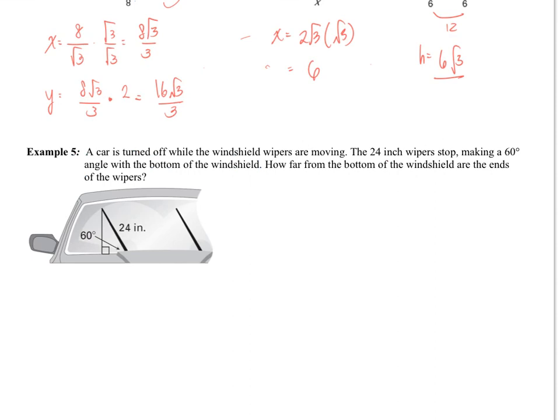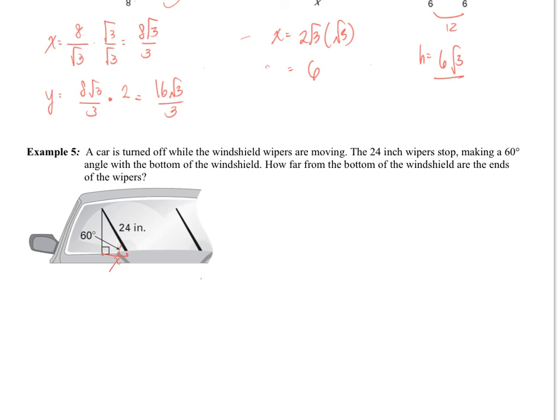Example 5. A car is turned off while the windshield wipers are moving. The 24-inch wipers stop, making a 60-degree angle at the bottom of the windshield. How far from the bottom of the windshield are the ends of the wipers? So basically we're calculating for this length here.